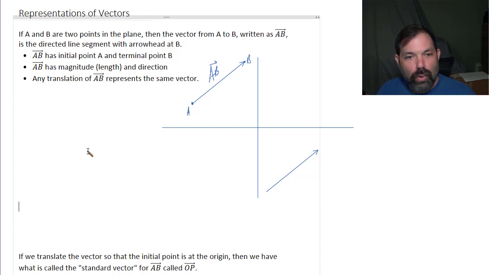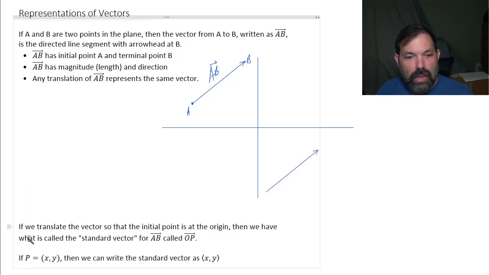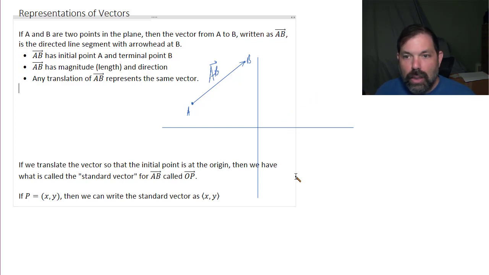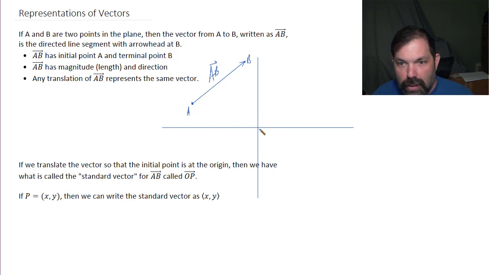Now, we have a very important translation that we need to be aware of. If we translate the vector so that the initial point is on the origin, we have what's called a standard vector. So if I take this vector and I move it so that it starts at the origin, and this is going to be difficult for me to draw by hand. That looks about the same.